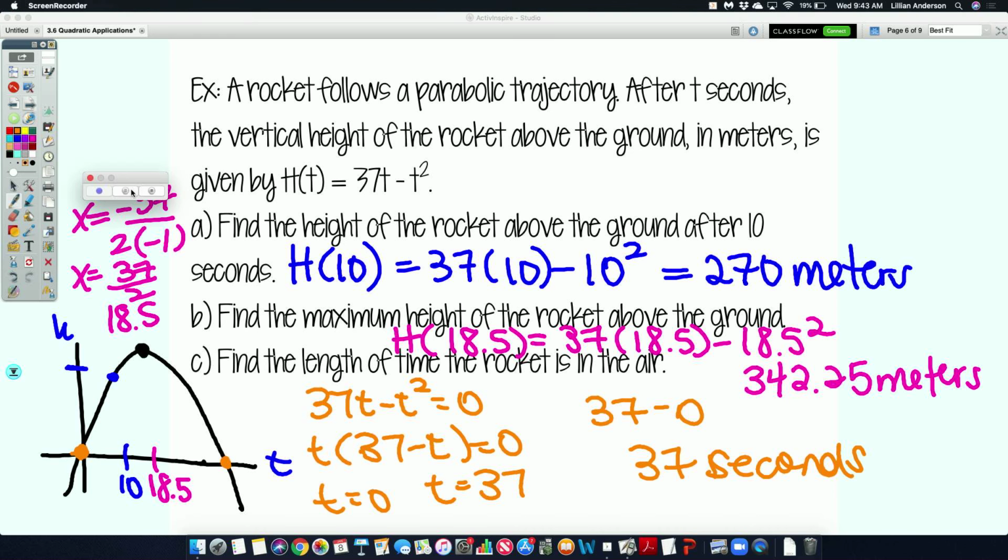So make sure that you find your x-intercepts. One of them won't always be at 0, 0. But wherever those x-intercepts are, once you find them, you want to make sure you subtract them to find the length of time, whatever the object is that was in the air. Okay? Let's look at the next one.